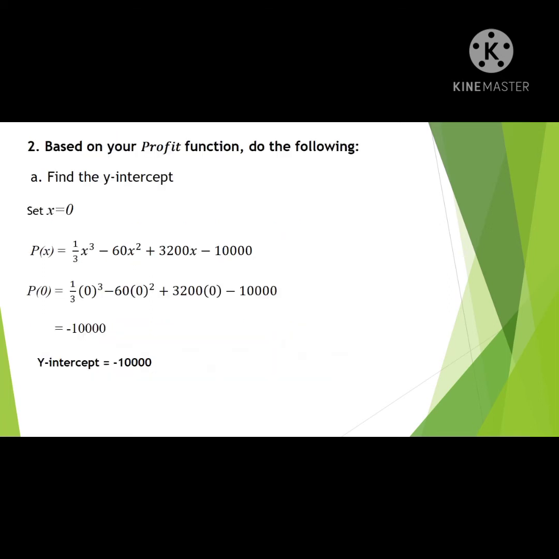In the second part of this question, based on the profit function, we have to A, find the y-intercept. For this, we have to set x equals to 0. So in the profit function, we have to substitute all of the x with 0, which will give us the answer of negative 10,000. Negative 10,000 is the y-intercept.